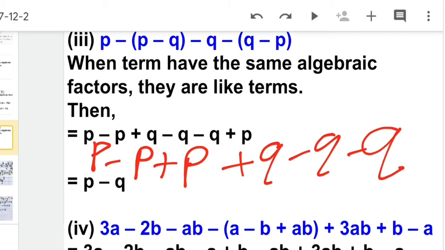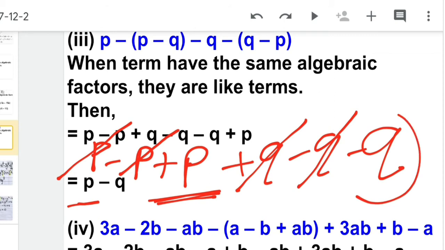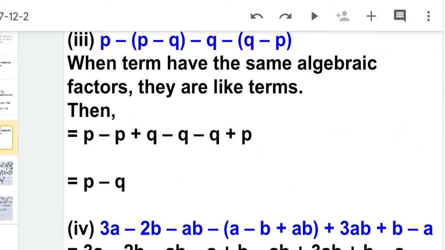So this one negative p and one positive p will cancel out. So we will have positive p. One positive and one negative q will cancel out and we will have negative q. So our answer is p minus q.